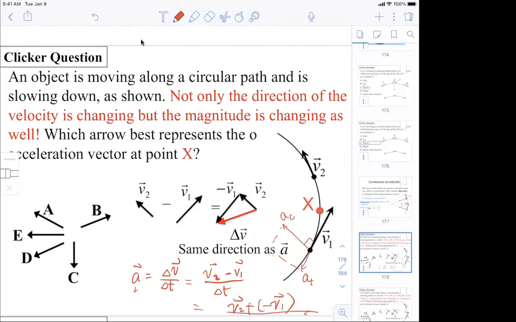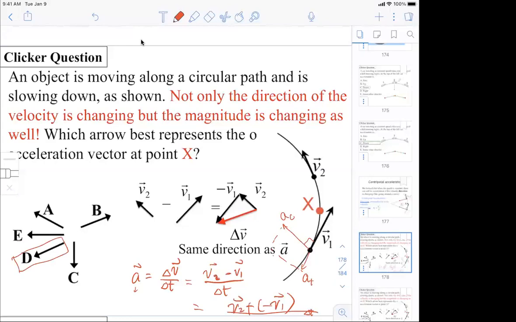Okay, and we know how to do that. V2 is in this way, negative V1 is in this way. We do a head to tail method. So delta V is in this red arrow direction, and that's the same direction as D, right? So both of these methods will give you D. Now, I think the second one could be a little bit more accurate.